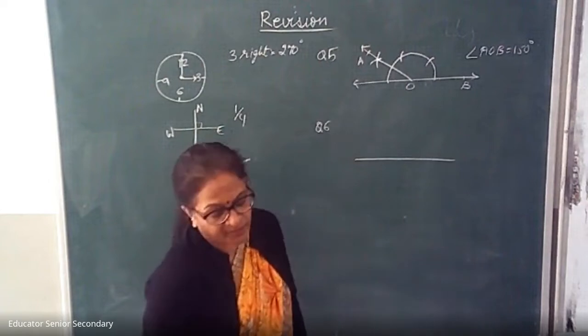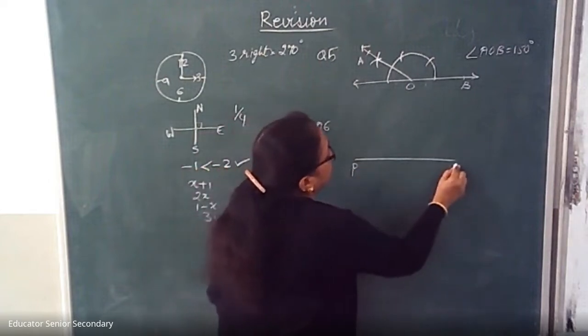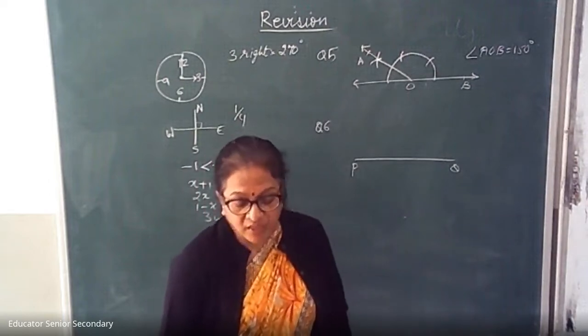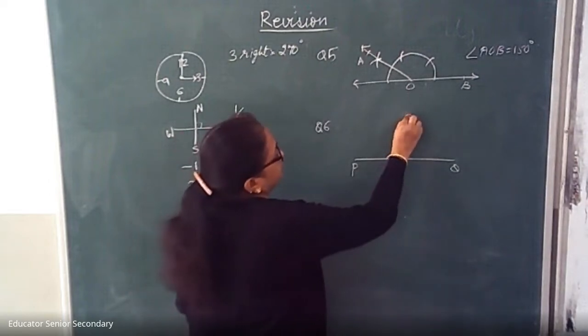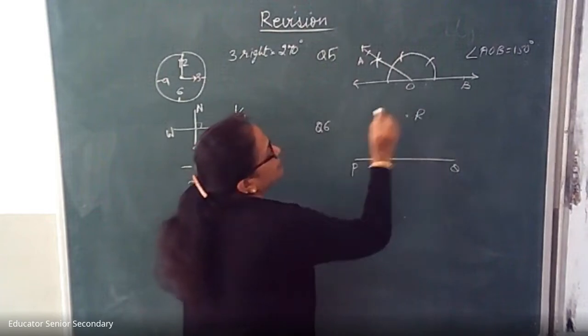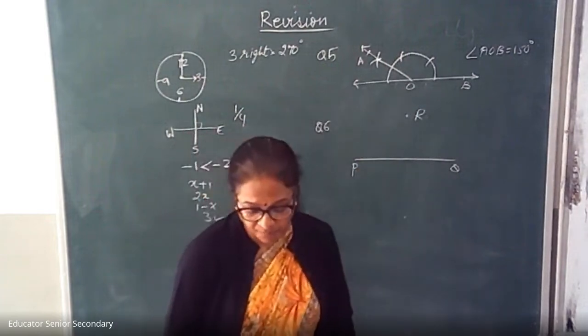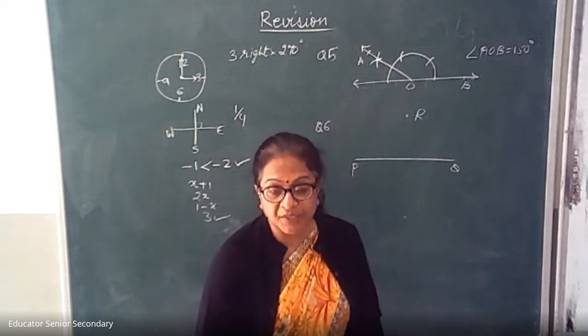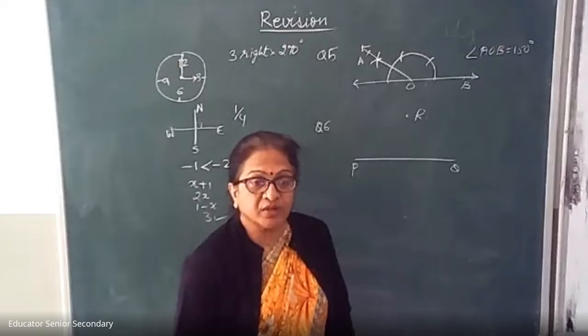Draw any line segment PQ. We name it as PQ. Then it says, take any point R not on it. We take a point here which is not on the line segment PQ. Then it says, through R, draw a perpendicular to PQ using ruler and compasses.